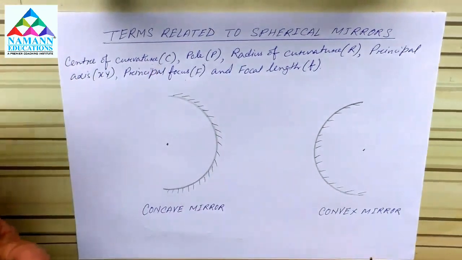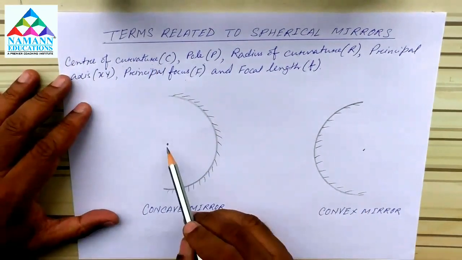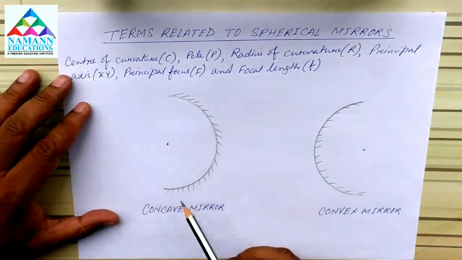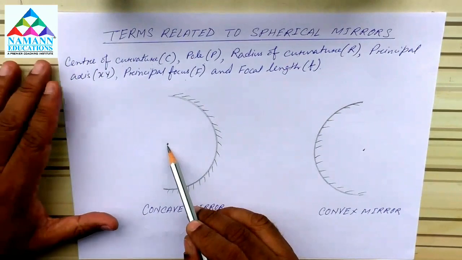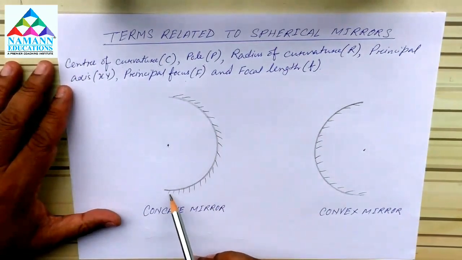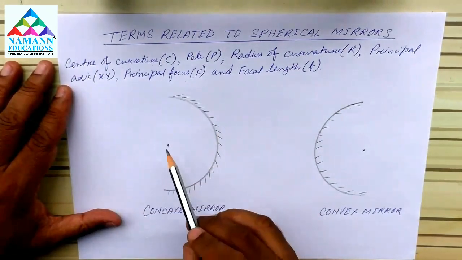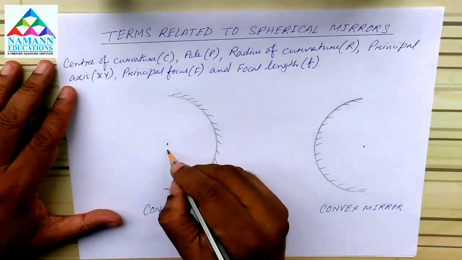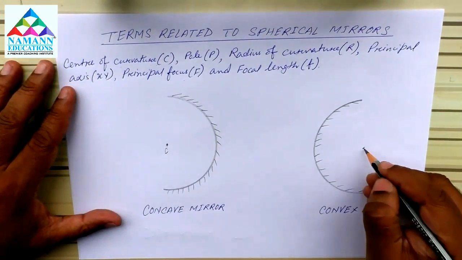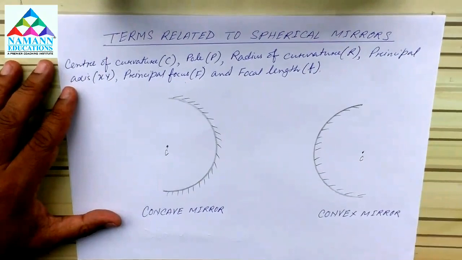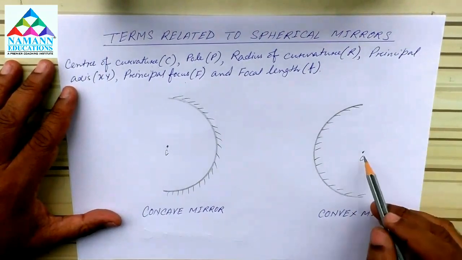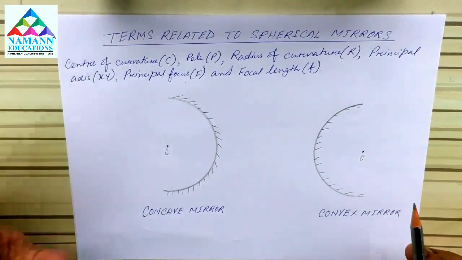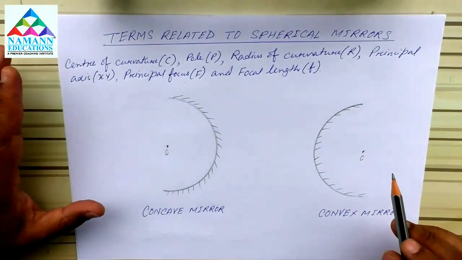Now what is center of curvature? The center of the sphere of which the spherical mirror is a part. The center of the sphere of which the spherical mirror is a part, we will call center of curvature, denoted by the letter C. So the center of the sphere of which the spherical mirror is a part is called center of curvature.